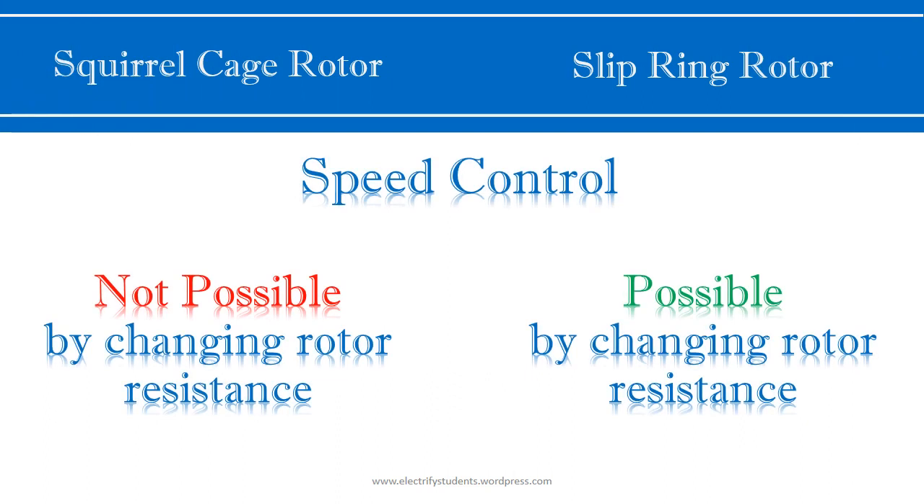The next point of comparison is speed control. As we cannot add any external resistance in squirrel cage rotor, speed control is not possible. But we can add external resistance in slip ring induction motor, that's why we can control the speed.